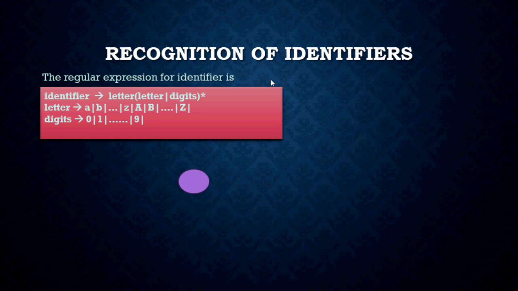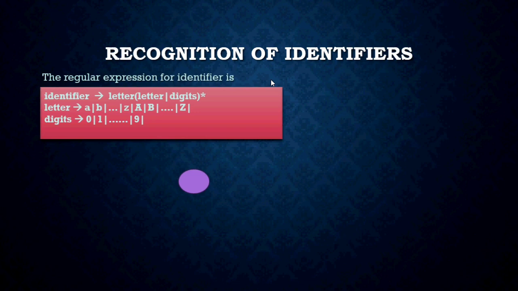Now what is meant by a letter? A letter is any alphabet, either small case or capital case, spanning from A to Z, and digits are from 0 to 9. So this is the set of rules for recognizing an identifier.